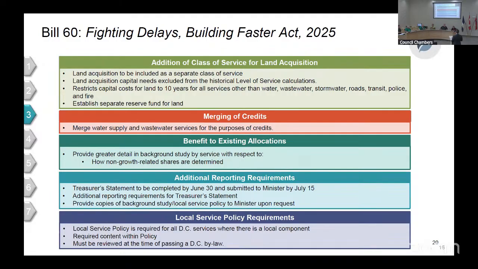There's some additional reporting requirements in the background study. It wasn't long enough, so we needed to add some more information to the background study. So we added another appendix that sets out the details on how we approach the calculations for benefit to existing. Again, further reporting requirements. The treasurer's statement needs to be completed by June 30th every year and submitted to the minister now by July 15th. Previously, these weren't required to be submitted to the minister, but now they are, presumably because they're going to start to take a look at these treasurer statements and compare them. And then copies of the background study and local service policy could be required to be submitted as well.